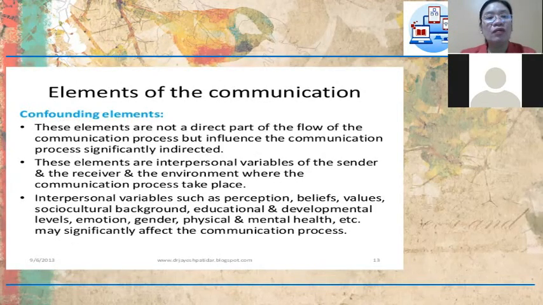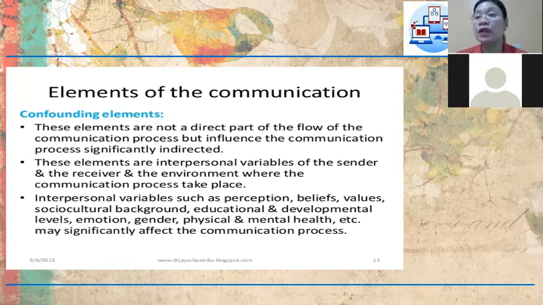Now we also have what we call compounding or confounding elements. These elements are not a direct part of the flow of the communication process, but influence the communication process significantly, though indirectly. These elements are interpersonal variables of the sender and the receiver and the environment where the communication process takes place.